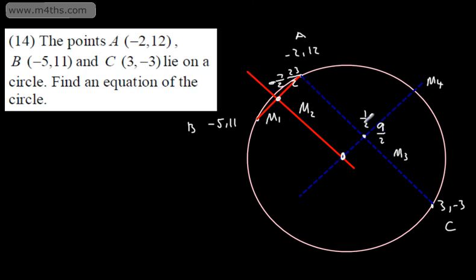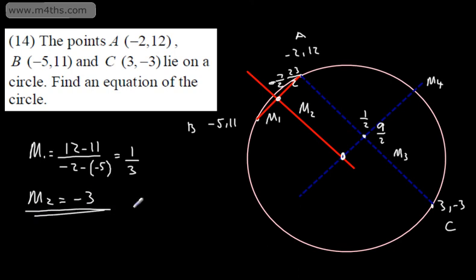So I found the midpoints of each of these. I'm now going to find m1. m1 will then allow me to get the gradient of m2. So if we look, we're going to have 12 minus 11, and that is going to be over negative 2 subtract now the negative 5. So that's going to be 1 over 3. So m2 is going to be equal to negative 3. I'd write to the examiner m1 times m2 is equal to negative 1. So m1 times m2 is equal to negative 1 if perpendicular.